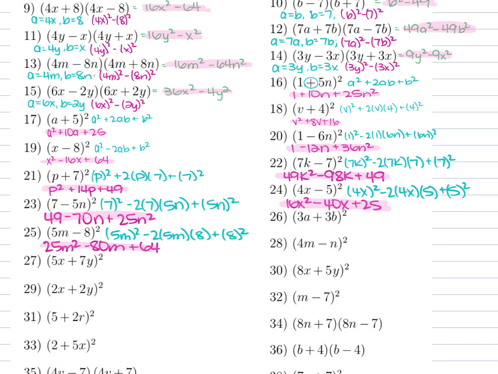For 26, we have 3a plus 3b to the second power. So it's going to be 3a to the second power plus 2 times 3a times 3b plus 3b to the second power. So that leaves us with 9a squared plus 18ab plus 9b squared.